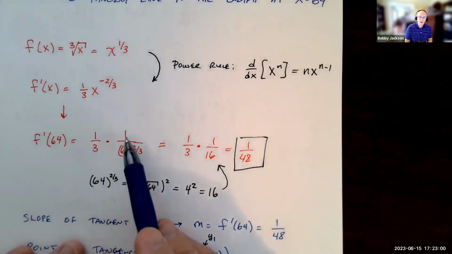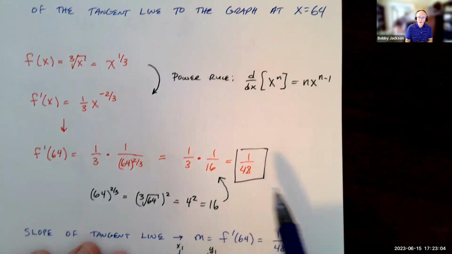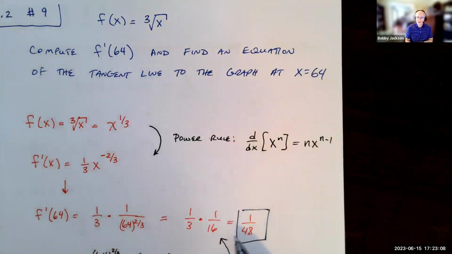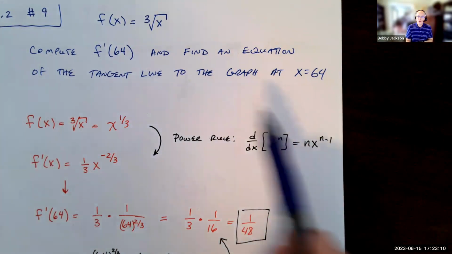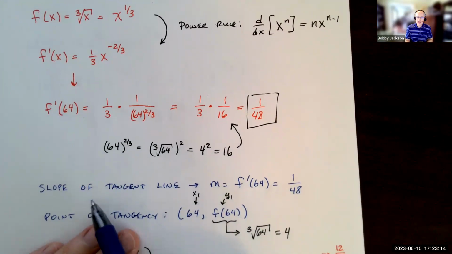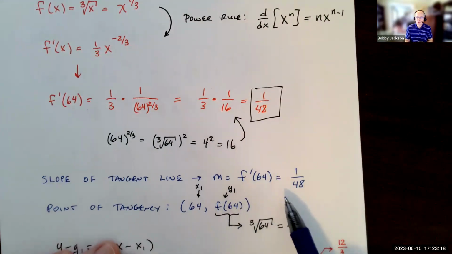So I've got 1/3 times 1/16. 3 times 16 is 48. So there's the first thing, compute f prime of 64. There it is. Now we're to find the equation of the tangent line. Well, notice what we've just computed, that's the slope of the tangent line, right? m is f prime of 64, which is 1/48.